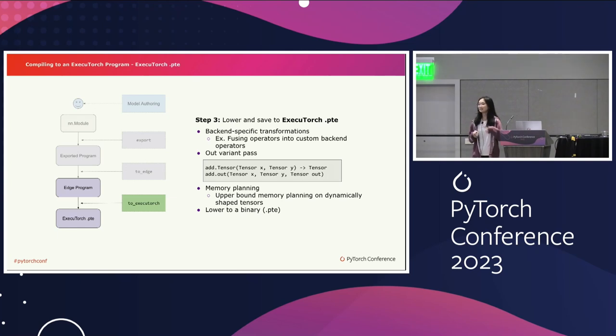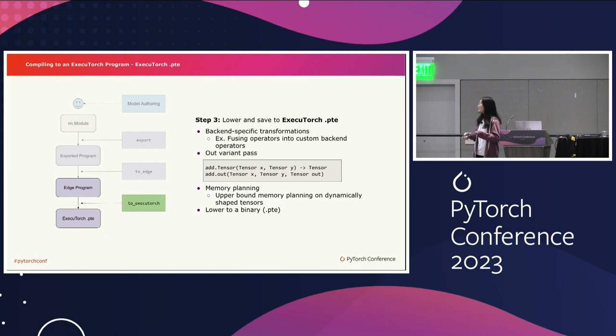And so this is where users can start running their backend-specific transformations, such as fusing operators to a specific custom backend operator. And then we will run a custom memory planning pass ahead of time to determine how much memory this program needs. And in order to prepare the graph to do this, we will first run an out-variant pass, which converts all of the operators to their out-variants.